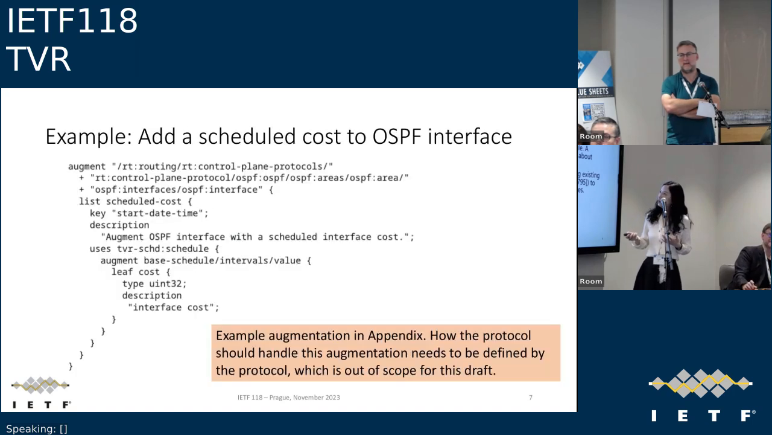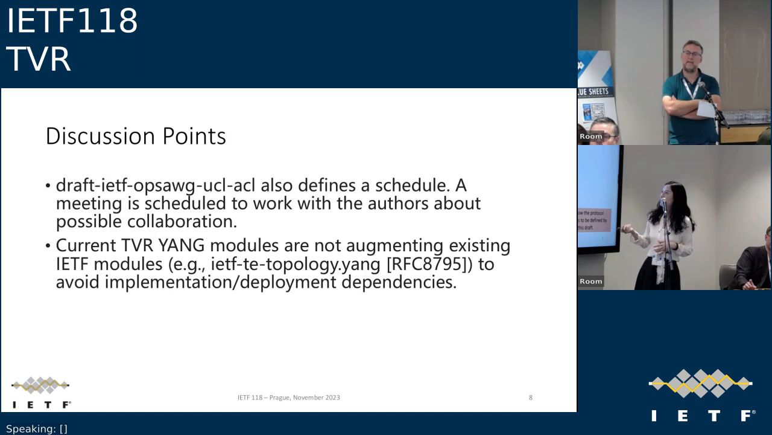And besides that, we have an example in the appendix, a way to augment a routing protocol, for example, but that's in the appendix, because how the protocol reacts to it is up to the protocol. But we need to get this result first, whether or not to augment the existing model. So we want the working group to say whether this is the right approach or not.